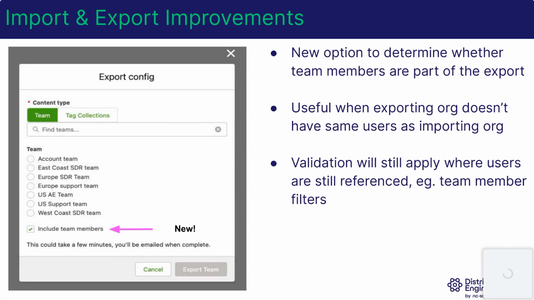So within our import and export wizard, we now allow you to select whether teams will bring across team members or just the team configuration. So this will allow export import between orgs which have frequently changing team members, which would no longer need to be kept in sync. So for example, your sandbox or test org won't necessarily have all of your live users. So this makes building out configurations and importing into your production org a lot easier.